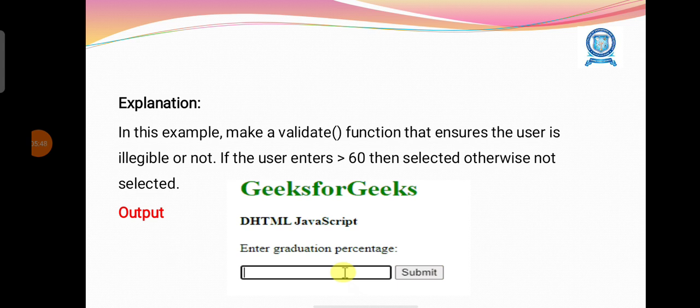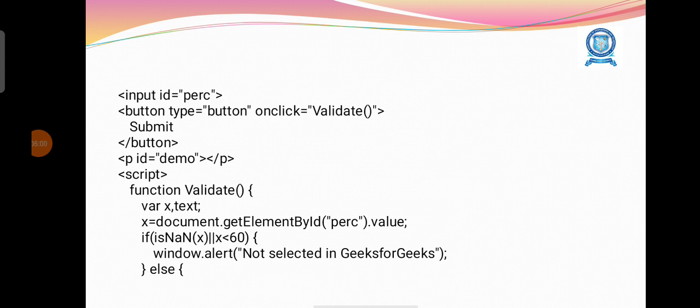Here we are defining what operation has to be performed by clicking the button. We are going to evaluate the value given in the text field, and we are going to assign some value ranges. For example, if we give a value less than 60, we will get the alert message not selected in geeks for geeks. And if we give the value 60 or above 60, we will get the notification message selected, welcome to geeks for geeks.